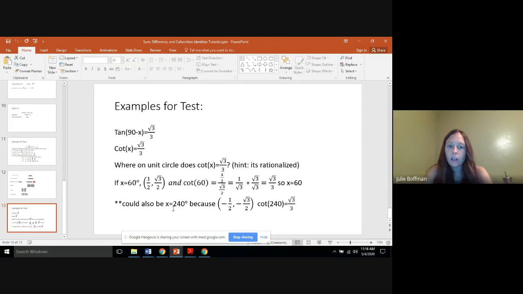Now I made a note that it could also be 240, right? Because at 240, the ordered pair is negative, negative. So when you put it over each other, it also becomes positive square root of 3 over 3. But I think that's a multiple choice question, so it'll only have one of those options. Or it'll tell you it wants it in the first quadrant or something like that.